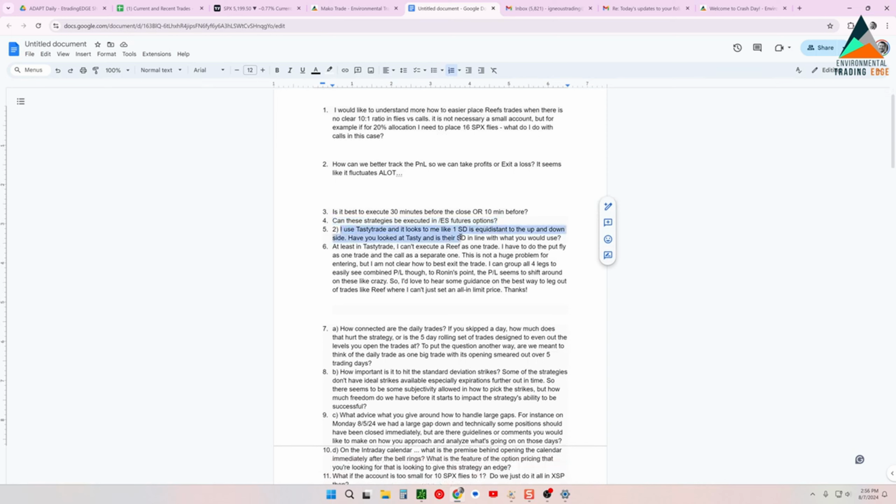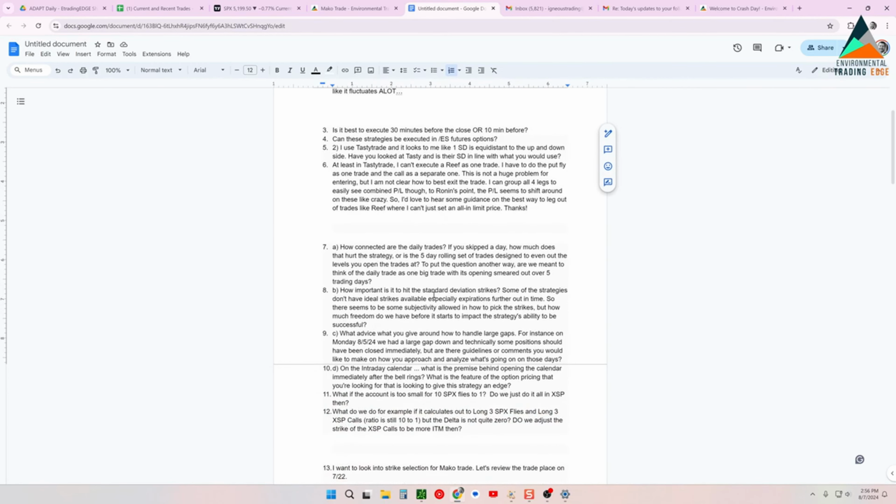Okay. I use Tasty Trade. It looks like 1SD is equivalent to the up and down. This did get answered in the forum. Have I looked at the SD line? It is that blue dotted line. There was a nice video that got posted in the forum. It looks like it's very similar to TOS. I don't personally use Tasty for their platform, so I'm not too familiar with it. So I'm really glad that another member posted something about that. At least in Tasty Trade, I can execute it as one trade. Yeah, basically. I think that's probably what we were talking about just there. Okay.